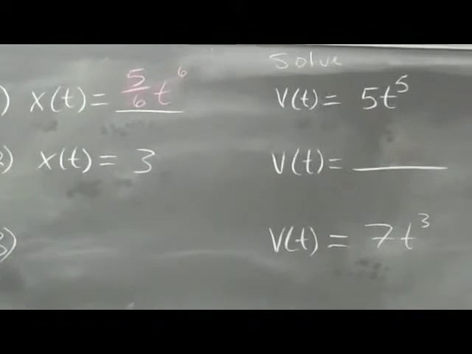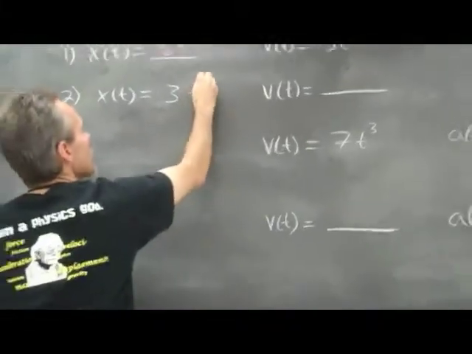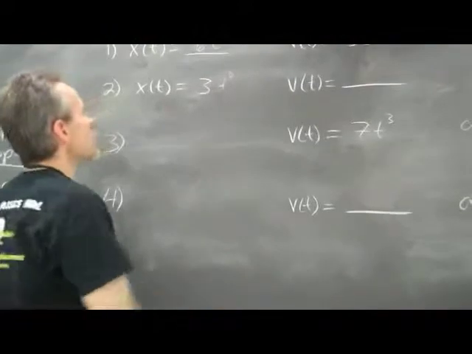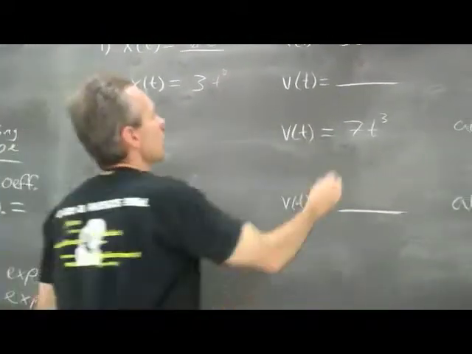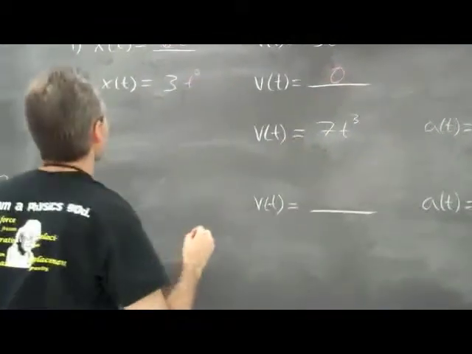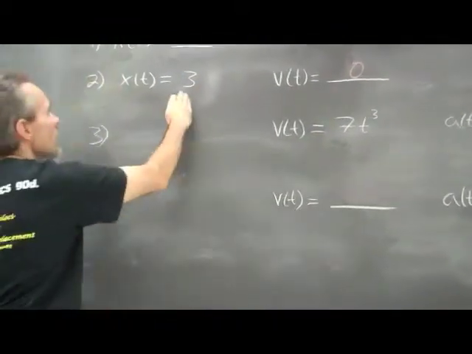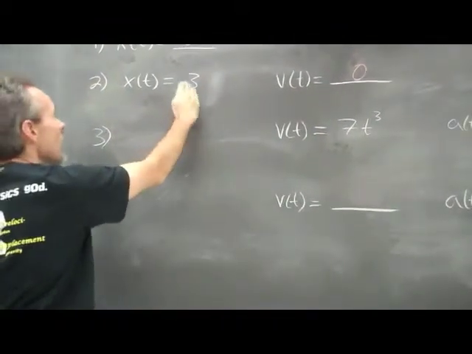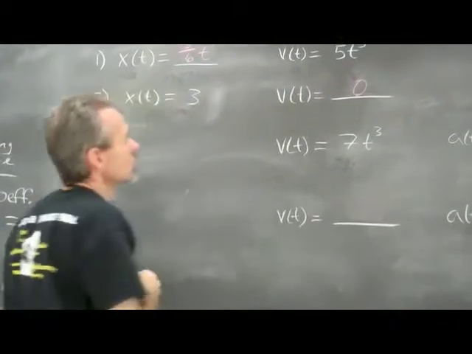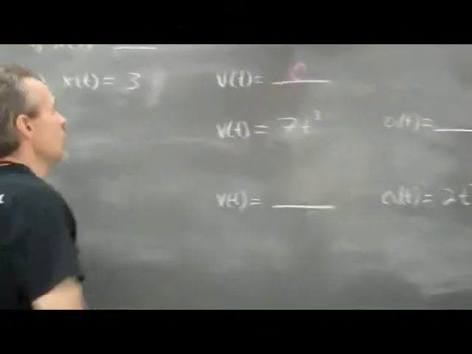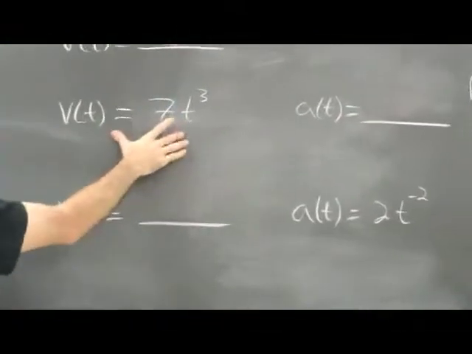Using the rules for derivation that we first came up with, we have to bring down the power of the variable. Well, notice there isn't a variable here, but I could put t to the 0 power here. So that would be bringing down the 0. 3 times 0, that's going to give me 0. Now, we knew that already because this says the position doesn't change as a function of time. It's constant. That means it's not moving. The velocity is 0.